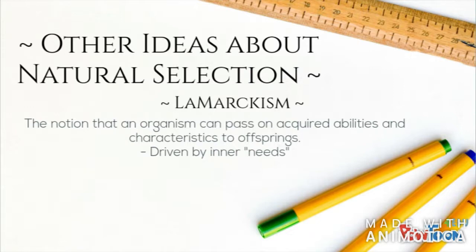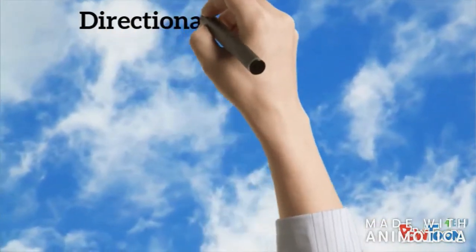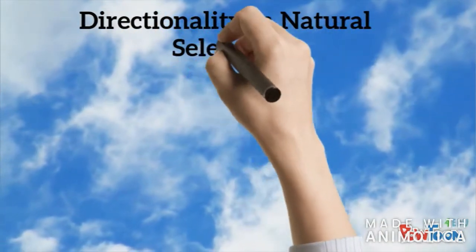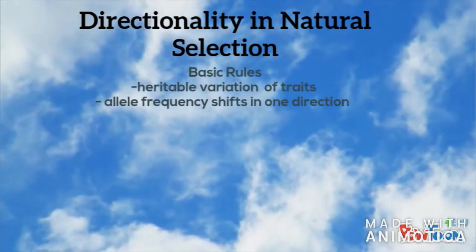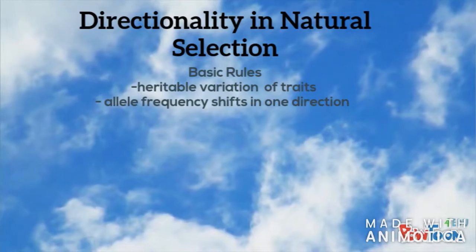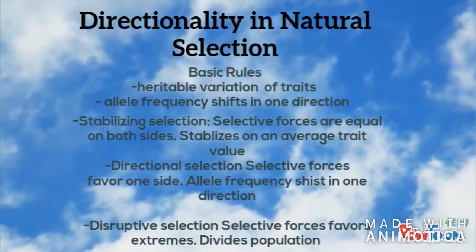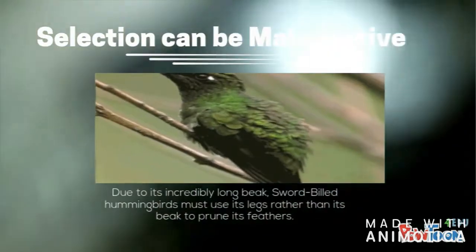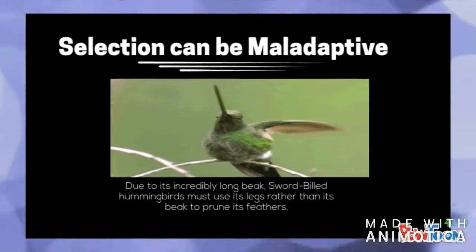Lamarckism. Notion that an organism can pass on acquired abilities and characteristics to their offspring. In our example, the sword-billed hummingbird must use its legs rather than its beak to prune its feathers.